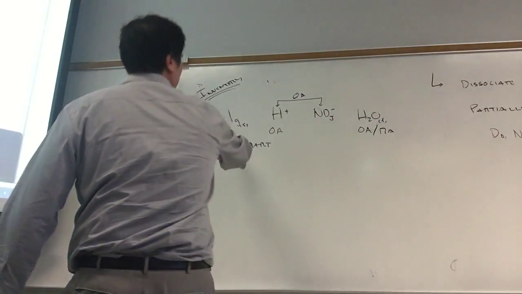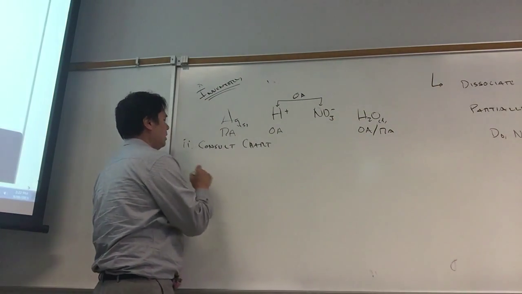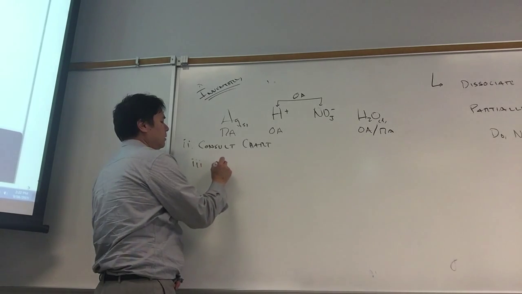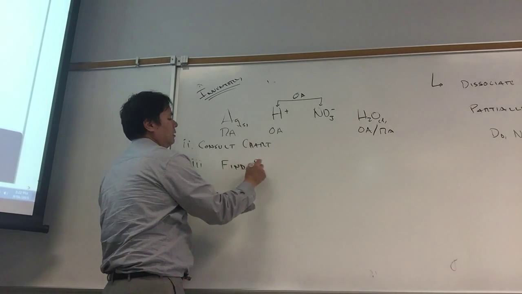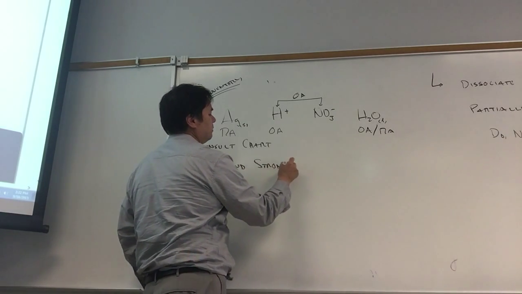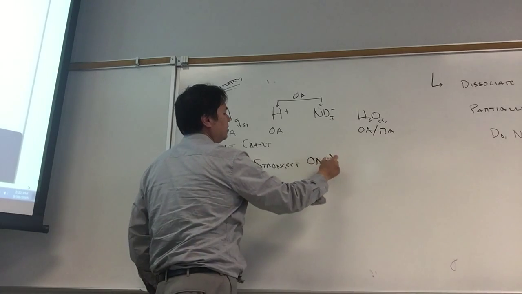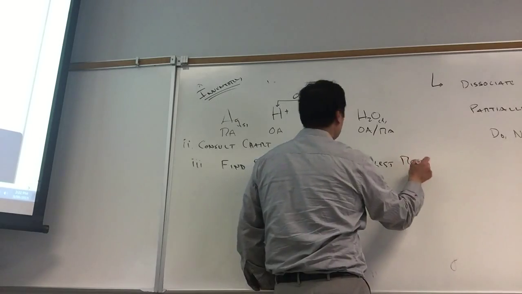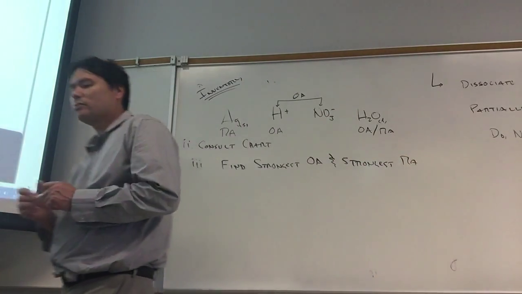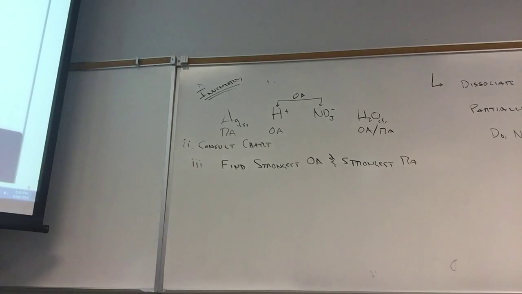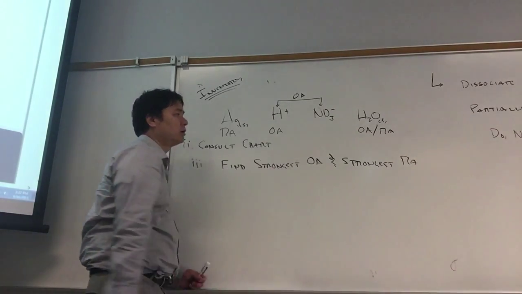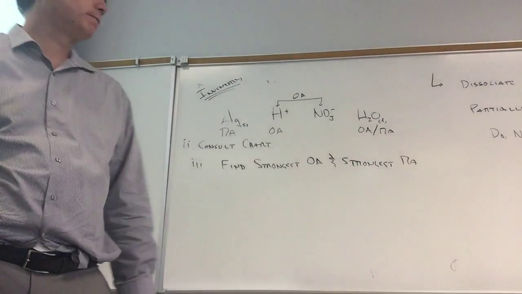So we consult the chart and we want to determine the strongest OA and strongest RA. We're going to find the strongest oxidizer and the strongest reducer. And that's going to give you the greatest pull on the electrons and the species that's going to lose them the easiest. And so this is the most likely reaction to occur. And so we just use the chart.